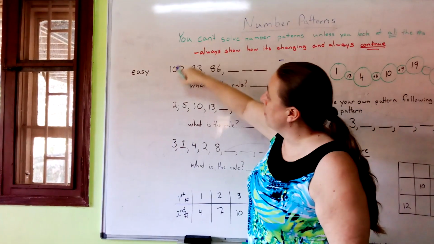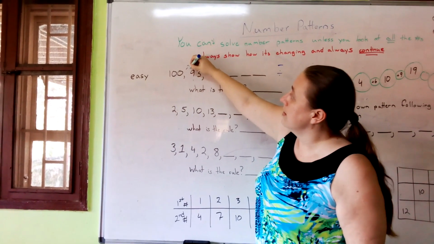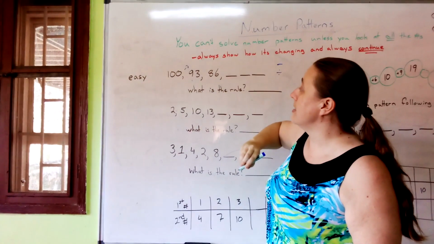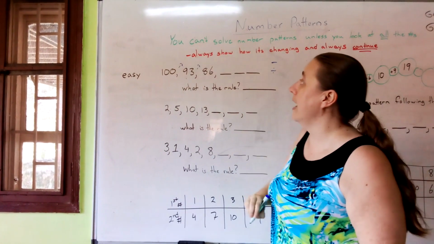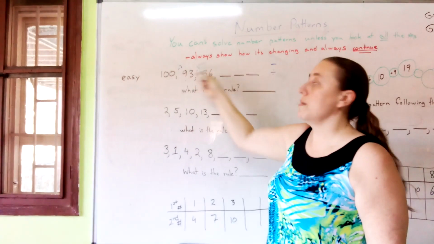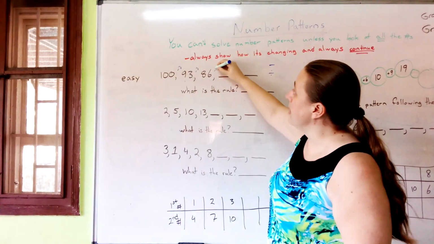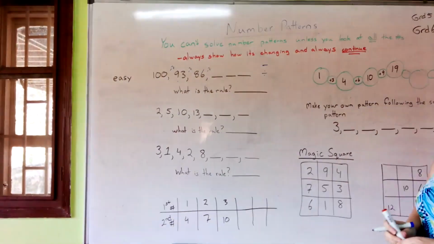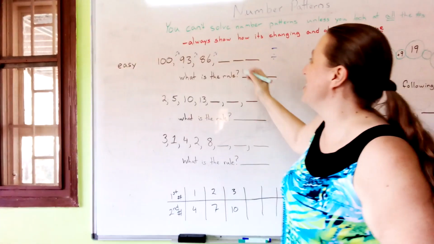We look at this and we go 100 to 93, that's minus 7. 93 to 86, that's minus 7 again. So now we have a pattern. We've got to repeat that. So we're just going to go minus 7 again. And we're going to get, this is where if I had a classroom, I'd make you do the math. But since you're not here, I'll have to do it myself.